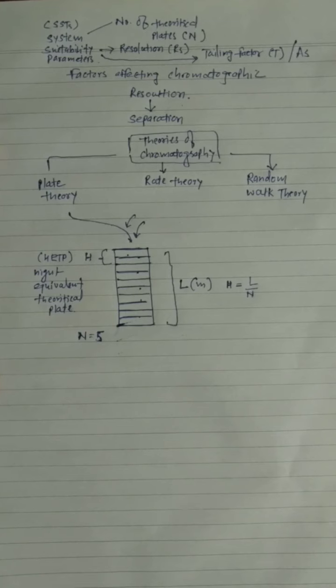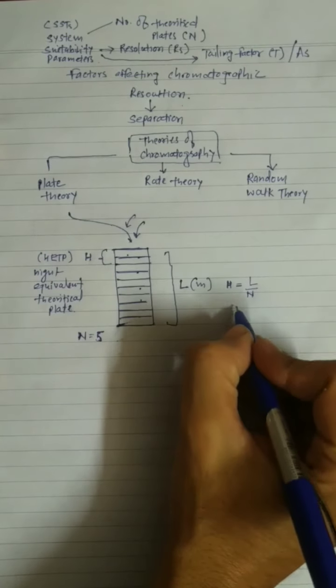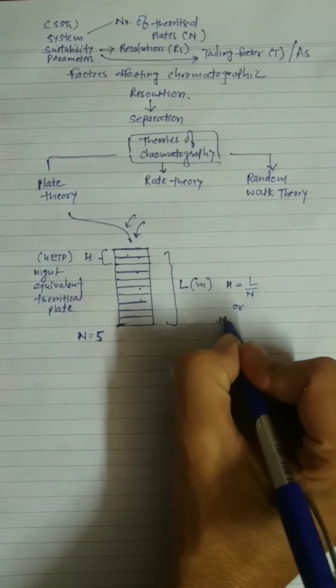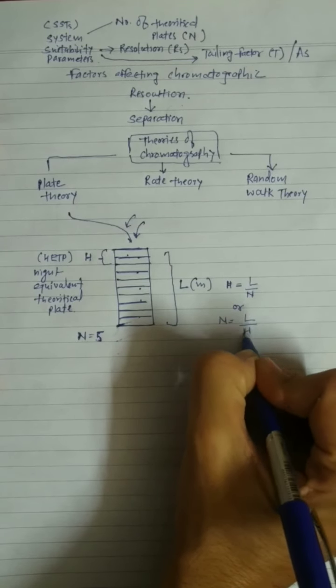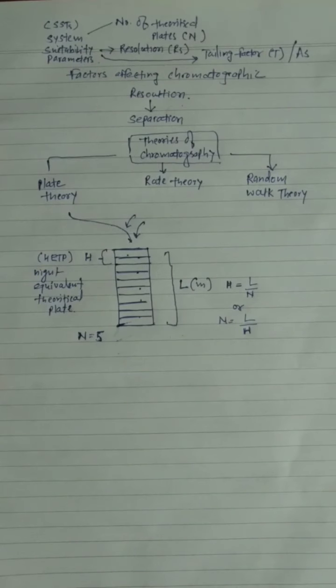And in order to get the best separation, the h must be as low as possible. So see, there is an inverse relationship. h ની value જેટલી ઓછી હશે એટલી જ number of theoretical plates વધી જશે. Or you can say, n is equal to L by h. So both equations are true.